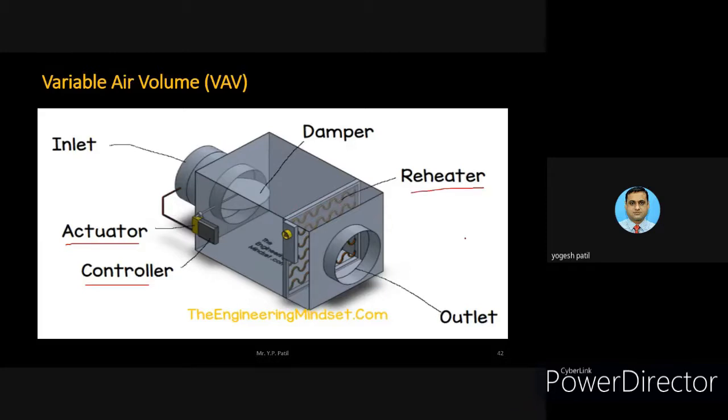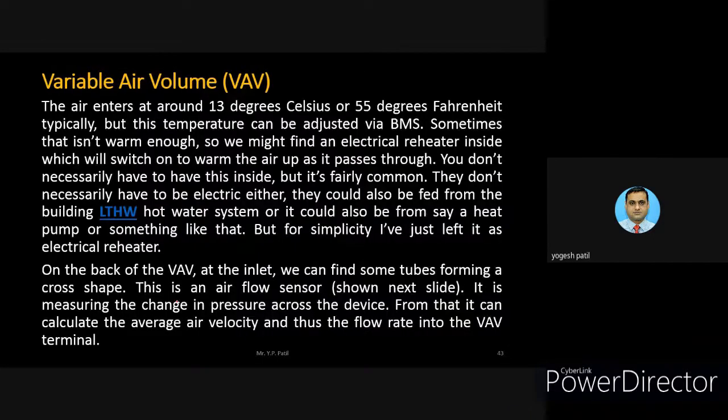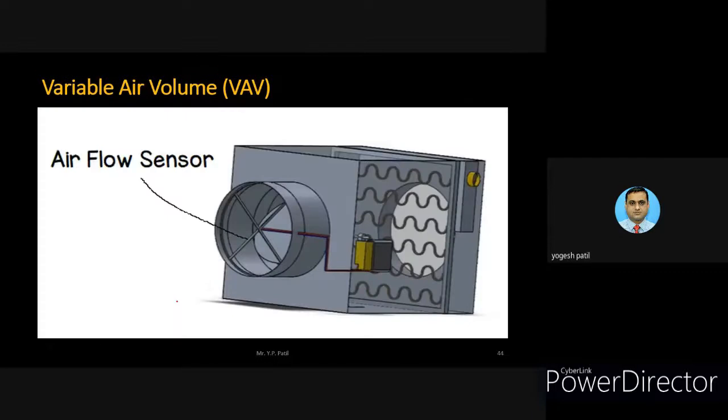As per the requirement of the inside room, the reheater can also be controlled by the controller. So two things can be controlled here: the rate of the air volume, which is controlled with the help of the damper, and second, the reheater can also be controlled. The same thing is mentioned here in this theory part. You can see more clearly how the damper looks in this particular slide.